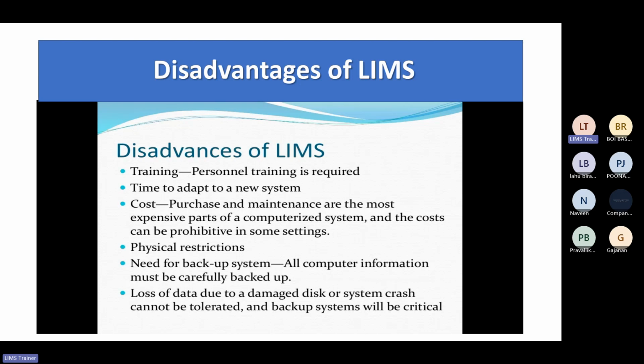Then the cost, purchase, and maintenance are the most expensive part of the computerized system. Whenever we are shifting from manual mode to auto mode, cost will be involved, right? The cost will be high, and this will be calculated prior to the implementation. Why? Because suppose one laboratory is working for 24 hours. If the software allows reducing the work time, that is a benefit for that laboratory.